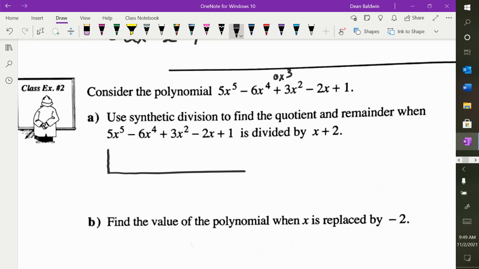What goes on the outside? What's my a value? Because that's my divisor. a is equal to -2. So -2 goes there. What numbers go inside here? 5, 6. Good catch, people. Always take the sign in front. What do I write next? No, you write 0. And then you put 3, and then you put -2, and then you put 1.